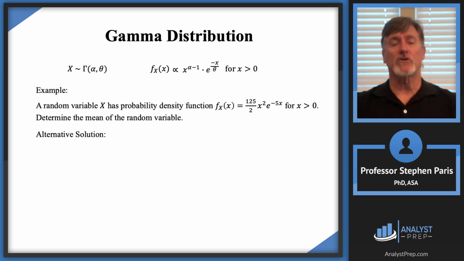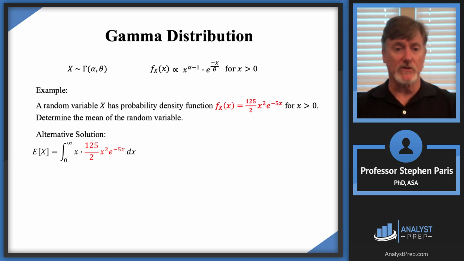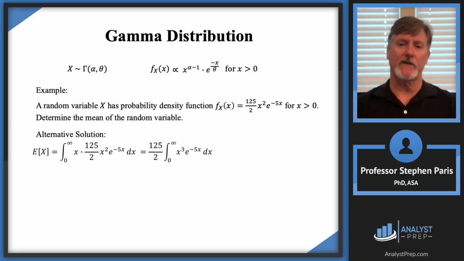Okay, let me give you an alternate solution, though. One that I think a lot of people taking this exam would probably do, and that is to try a direct calculation for the expected value, using the fact that the expected value is the integral of x times the density function over the support of the random variable. So you get an integral that looks like this. I could factor out the 125 over 2, and combine the x and the x squared, and I'm integrating x cubed times e to the minus 5x dx.